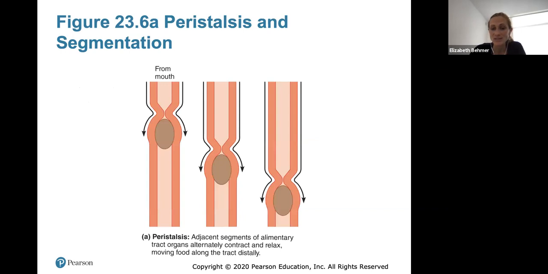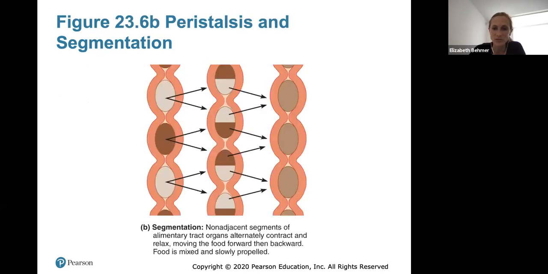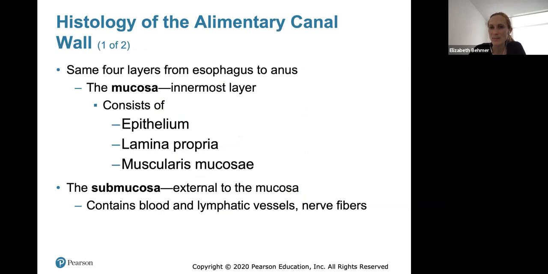So we have adjacent segments contracting and relaxing, moving food, for example, from the mouth down to the stomach. Segmentation then is the rhythmic local contraction of the intestine where it mixes food with digestive juices. And this is more what segmentation does. It relaxes and contracts, moving the food forward and backward, where the food is mixed and slowly propelled forward.